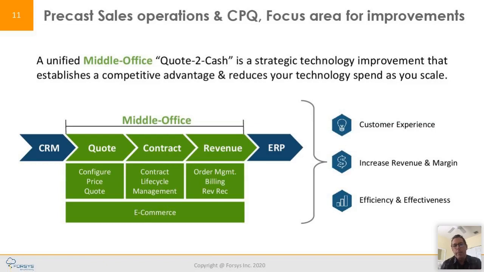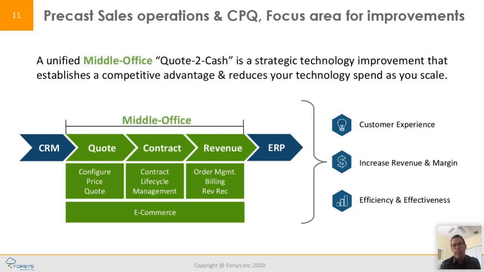So when you really think about the middle office and the technology improvement, it's all around two major things: competitive advantage and reducing your spend, which is interesting, right? Because we're going to say, hey, you should go spend some money here. But overall, when you look at this in its entirety, if you think and plan, you will reduce your total outlay.